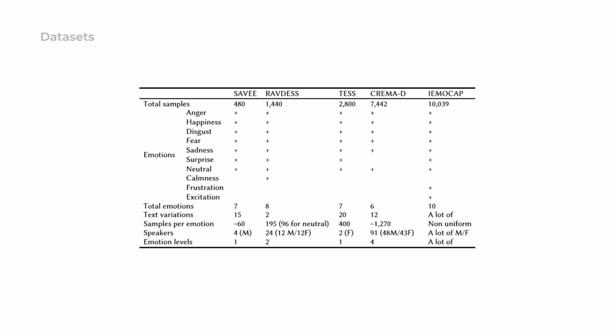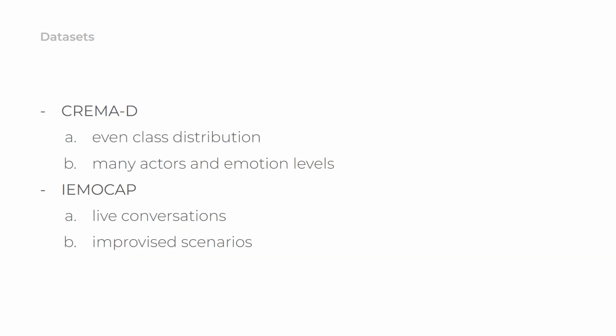There are many public datasets that have been developed for the task of speech emotion recognition. We compared datasets such as SAVEE, RAVDESS, TESS, CREMA-D, and IEMOCAP. The slide shows a comparative table of these datasets. Among them, we were able to identify quite impressive sets in terms of the number of samples and their variations. Finally, we have chosen the following.